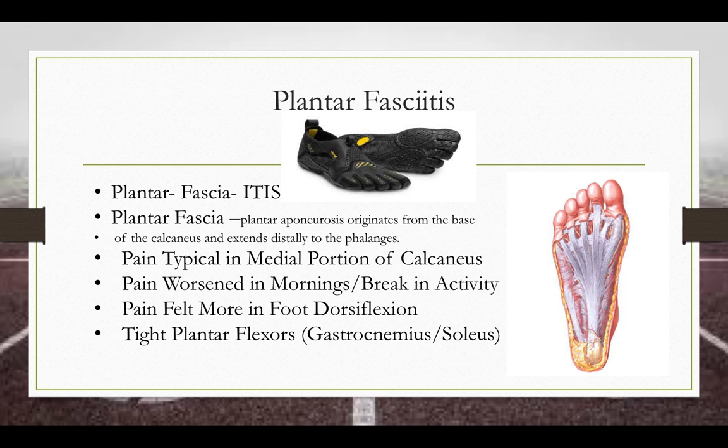The pain is also felt more in foot dorsiflexion, and there's a test for that which I'll show you. Tight plantar flexors obviously contribute. They don't help the situation. So a good stretching program of these muscles, the gastrocnemius and soleus, would be very important to these athletes.